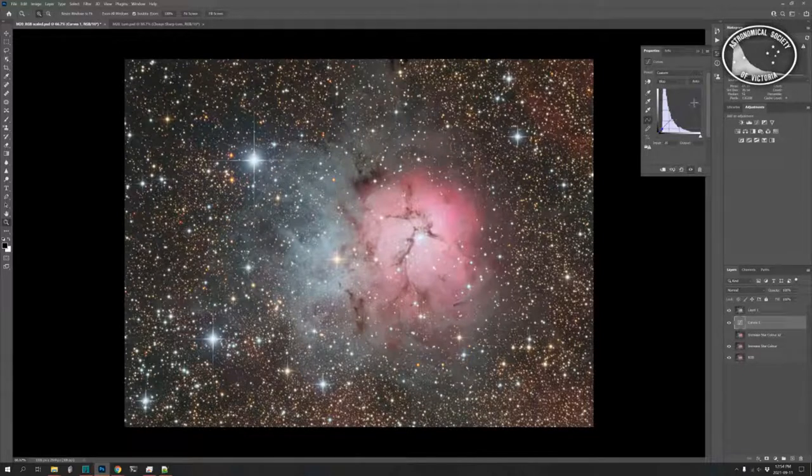I don't want the background to be affected by what I'm doing. And I'm going to pin it somewhere here because I don't want the stars to be affected. And I grab this middle tone and just ease it up. Oh, look at that.